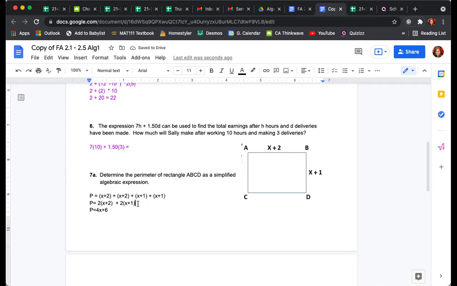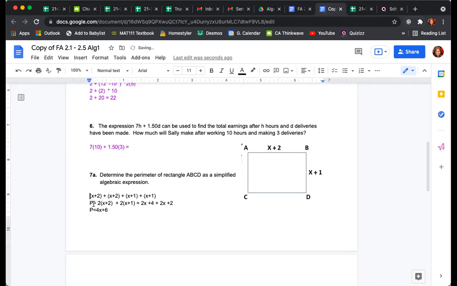Okay. Now, if I distributed, or if I started out with this statement, then I'm going to have to distribute the 2. So I'll say 2x, 2 times 2 is positive 4, plus 2 times x is 2x, and 2 times 1 is positive 2. Then I would combine my like terms and I would still get 4x plus 6 using this second statement as well. So again, either perimeter equation that you wrote or expression, however you want to write it.